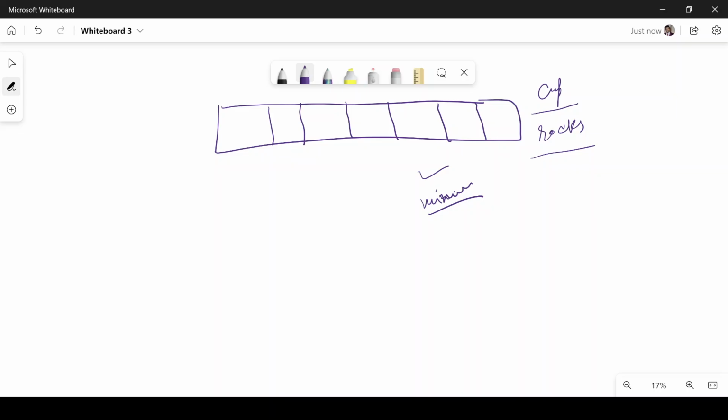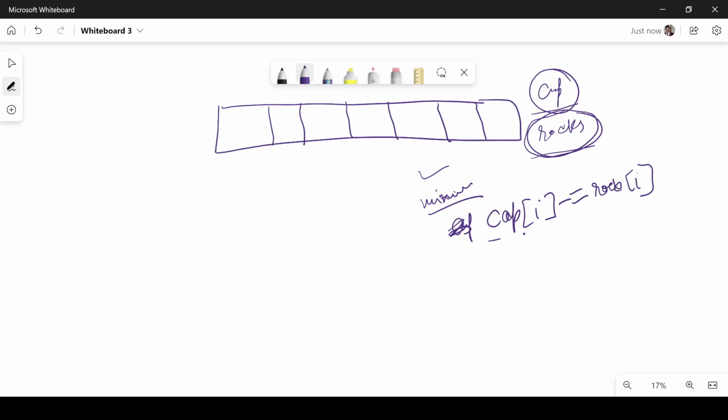We subtract rocks of I from capacity of I, because capacity of I is the maximum number of rocks a bag can have, and rocks of I is the current number of rocks in the bag. So for each I, we do capacity of I minus equals rocks of I, right? So now this is the new capacity, denoting that I need this number of extra rocks to get filled.